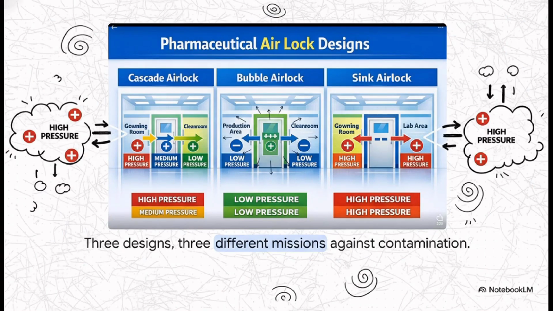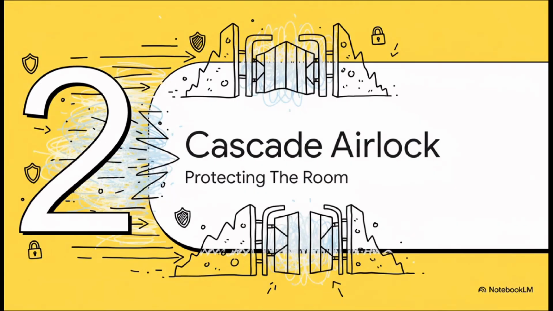And that one simple idea gives us three brilliant strategies. What you're looking at here are the core designs for a pharmaceutical airlock. Now, they might look kind of similar at first glance, but trust me, each one has a completely different mission. Let's break them down. First up, we've got the Cascade Airlock. You can think of this one as the ultimate guardian. Its one and only job is to protect the super clean, super important room.